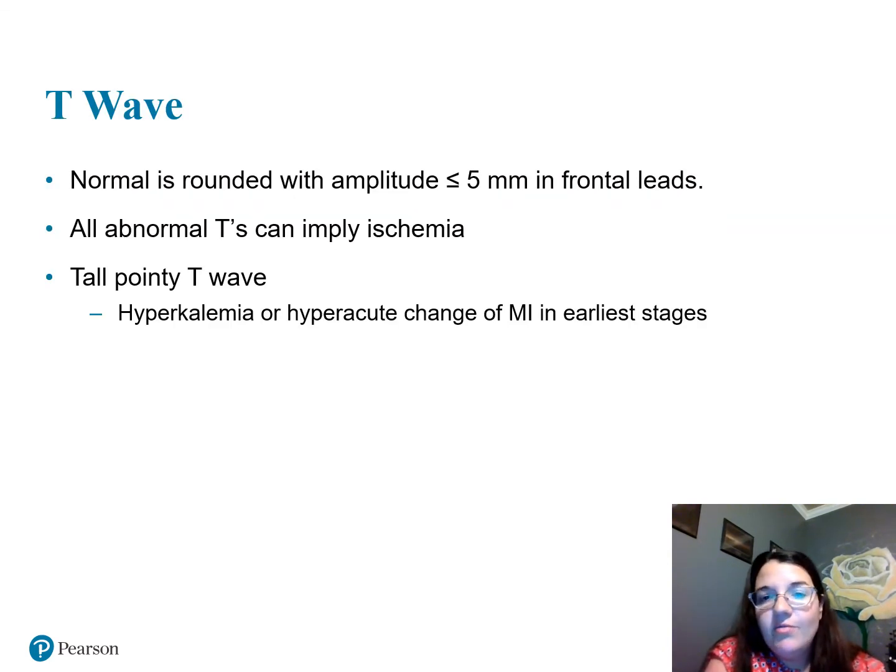Your T wave, we know your T wave needs to be normal and rounded with an amplitude of 5 in frontal leads. All abnormal T's can imply ischemia. A tall pointing T can imply hyperkalemia. Remember, we learned that towards the end of chapter 13, and I said it can be very confusing, so make sure you know your terms. Or also known as hyperacute, a change of an MI in the earliest stages.